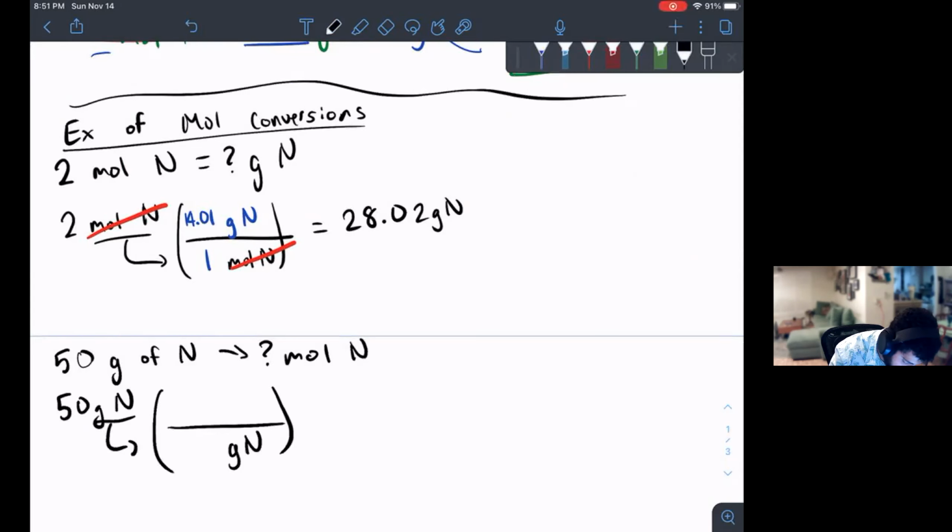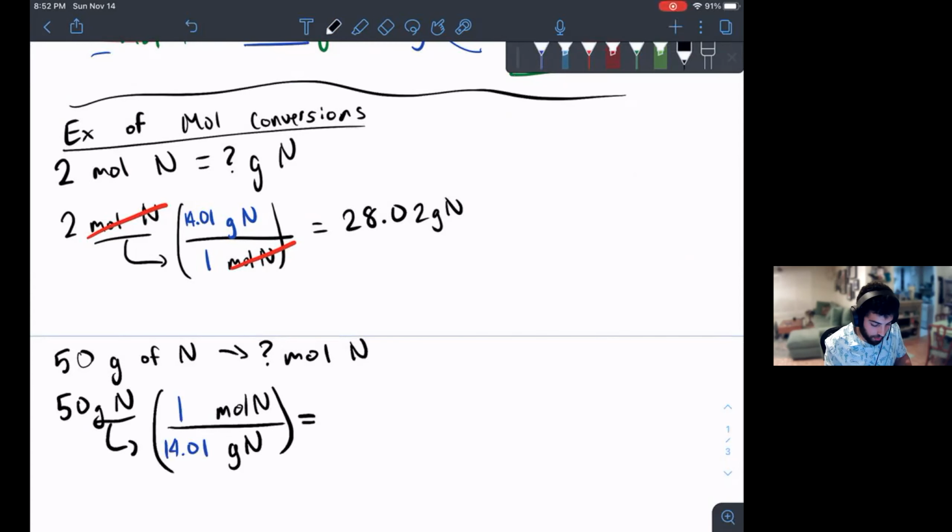Grams of nitrogen on the bottom. And it's going to be the inverse of the parentheses up top. So before, grams was on the top, now grams is on the bottom. Mole was on the bottom, now it's on the top. And again, those numbers go with those units, 14.01 and 1.